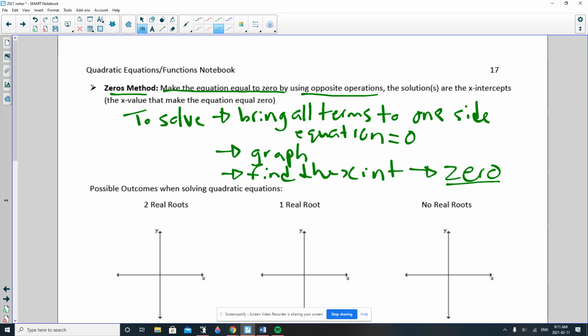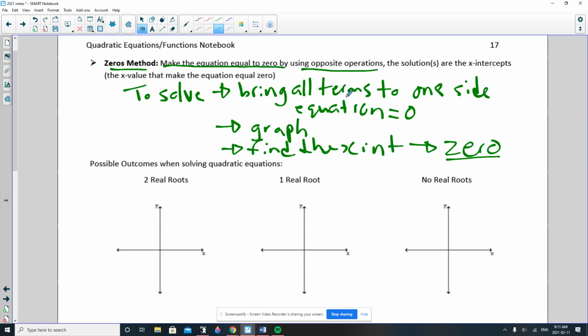Now, when I am solving a quadratic equation in this form, there are a few different possible outcomes, right? It's possible for that quadratic to touch, go past the x-intercept and come back. In this case, I would have two real roots. So I have two x-intercepts, right? X-intercept here, x-intercept here. Or, I could have something that looks like this. And I still have two x-intercepts.